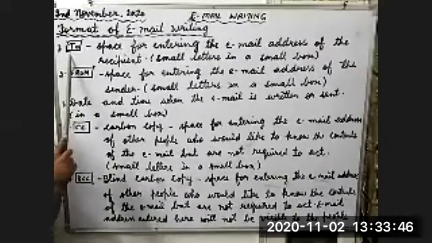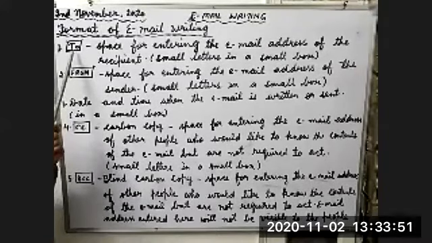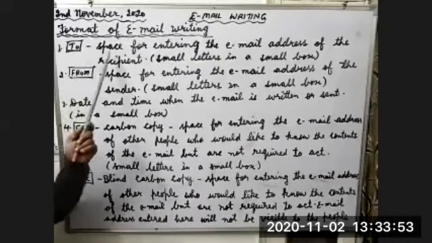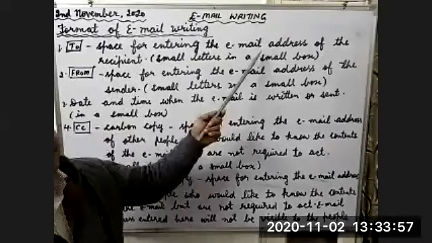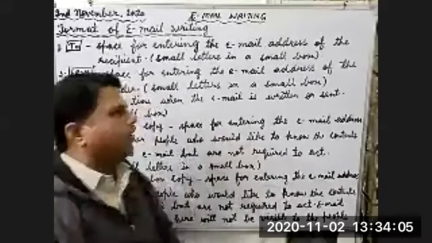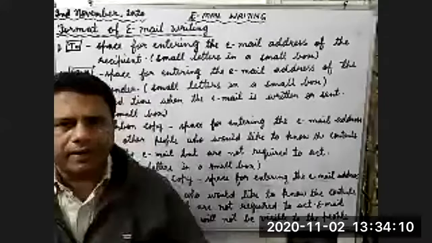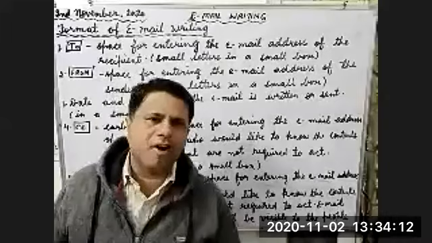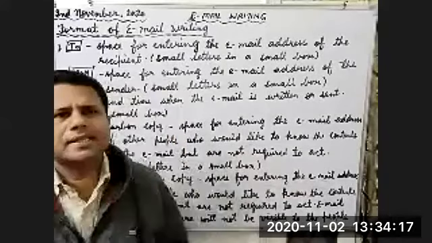Children, the first thing which you have to do is there will be a column To. There will be a space for entering the email address of the recipient, the person to whom you want to send the email. You will write the email address of that person in the first point, in the column To. Usually, children, the email address of a person is in small letters only. All the letters are small letters only. This is the first point. You will write the email address.